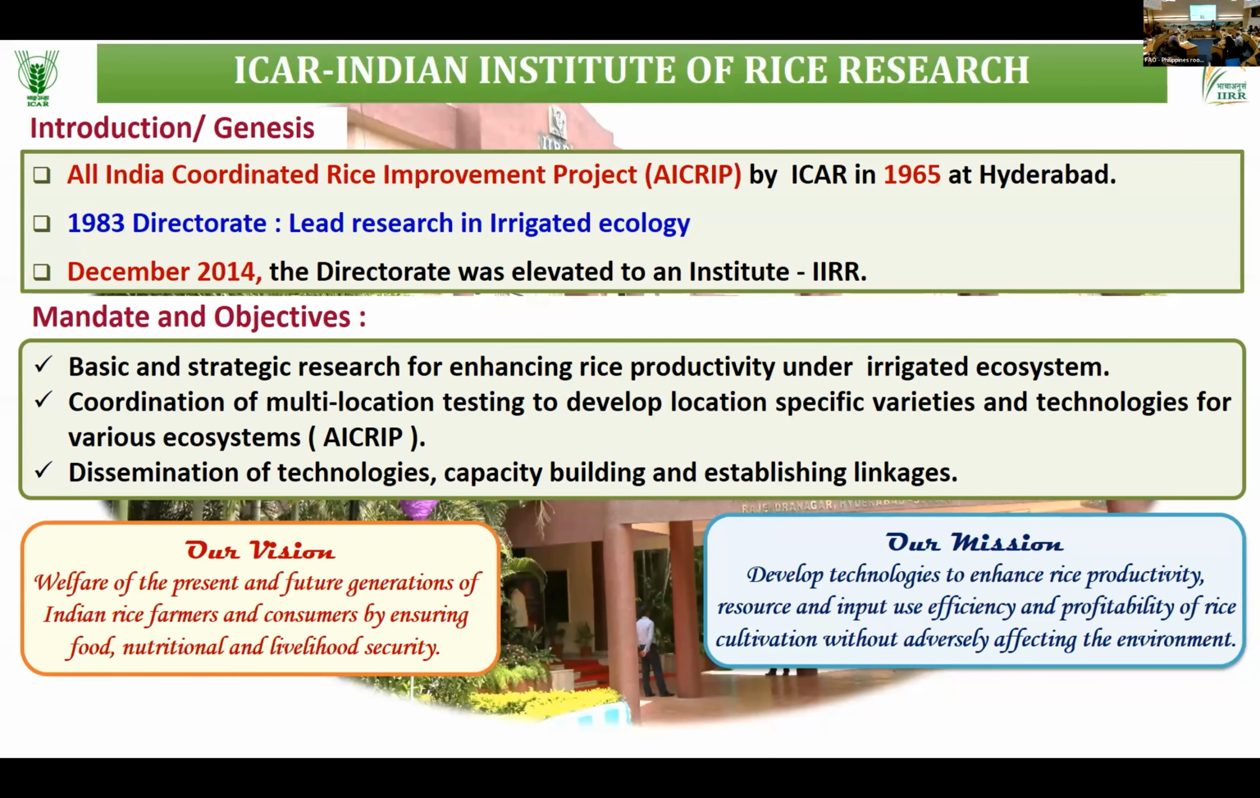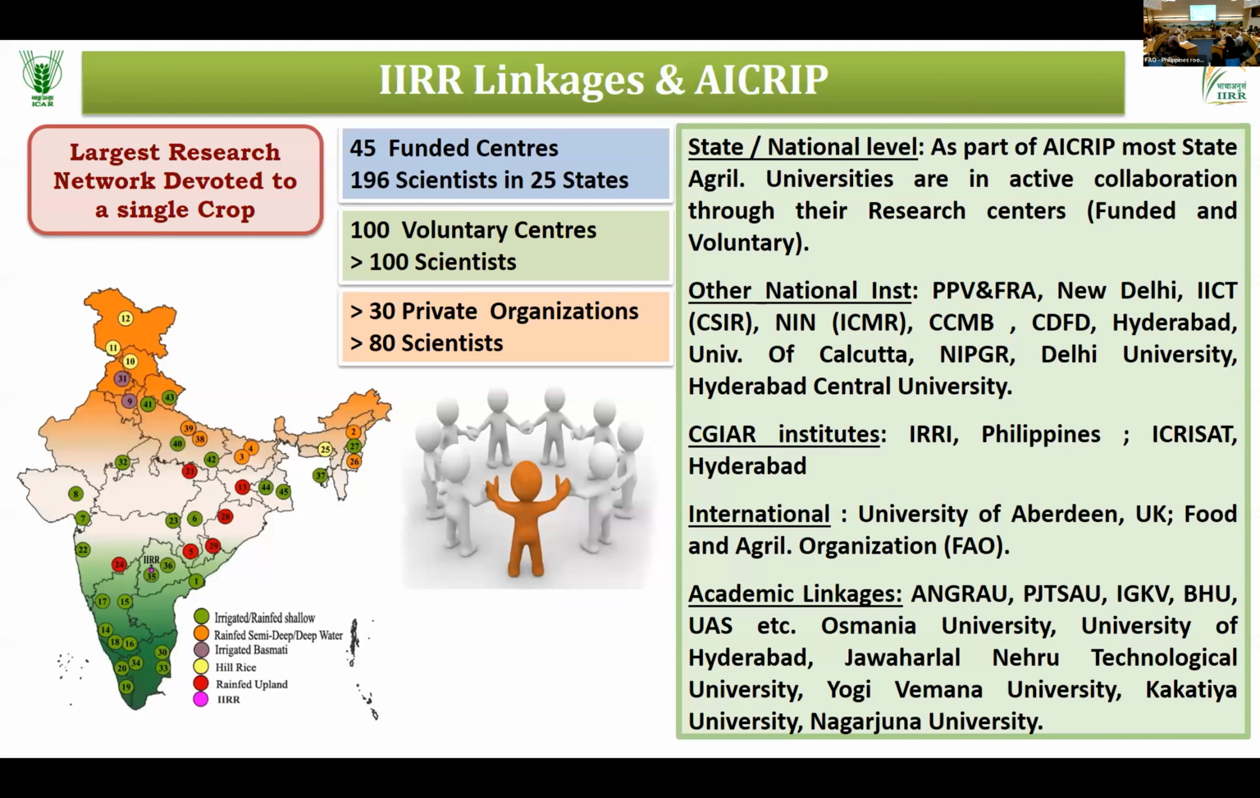Coming to our institute, we mainly concentrate on irrigated rice. We have different centers working under us, 45 funded centers and cooperators, so if we plan some study, we can do it in a much better way. We also collaborate with international institutes and organizations like FAO. This is with respect to my institute.